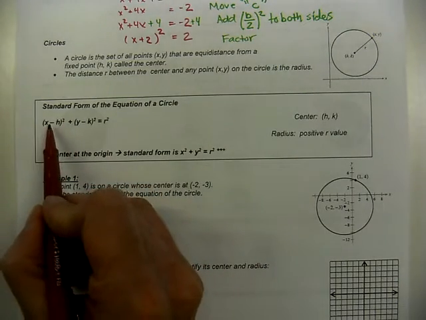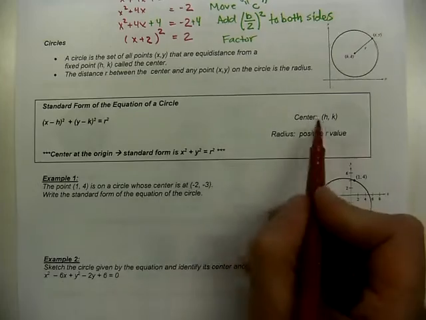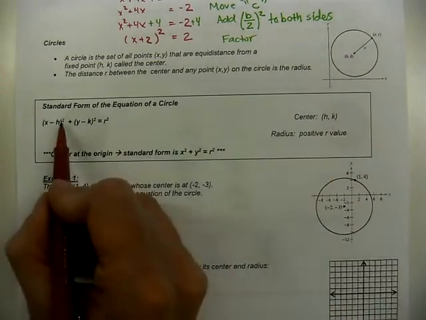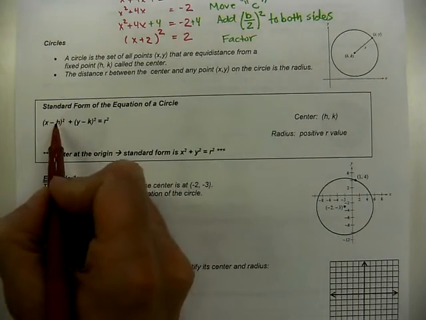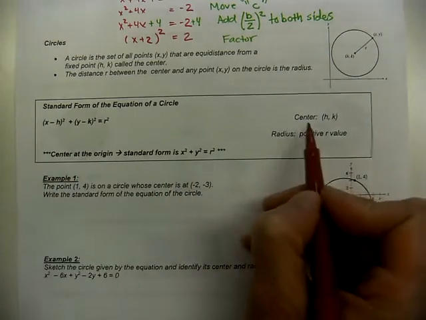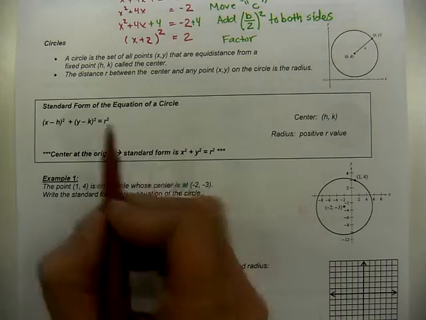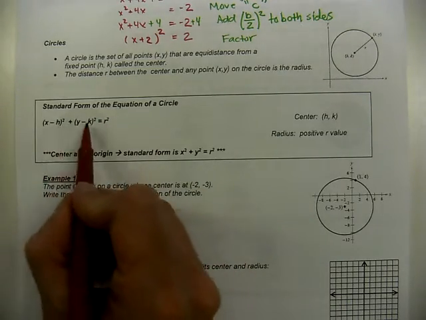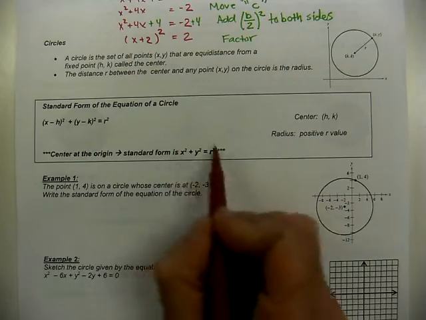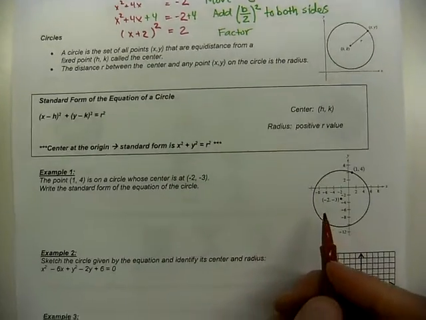Notice it looks like x minus h, but that's not a negative h, it's a positive h. In other words, you always change the signs when you take that center and plug it into the equation, or if you take the equation and pull the center out of the equation, you always change the signs. Of course, the radius is positive. Now, if your center is at the origin, then your h and k are 0, so it would look like this.